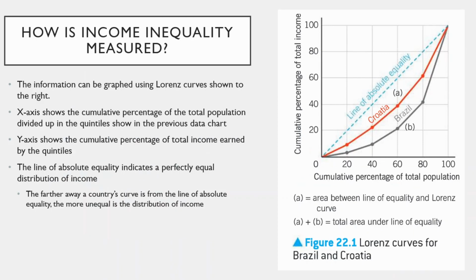This right here is the Lorenz curve. On the y-axis, you have total percentage of income. On the x-axis, you have cumulative percentage of total population. You have the line of perfect equality right here. And then you have a little concave line. This represents a country. And then you have the second line, Brazil. This represents a second country. The one that's closer to the line of perfect equality, Croatia, has more equality compared to Brazil.